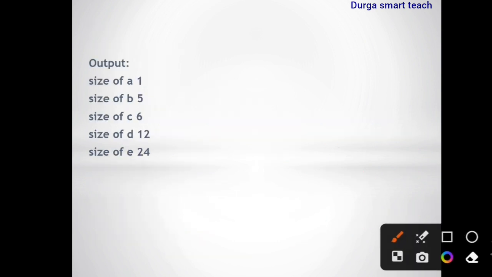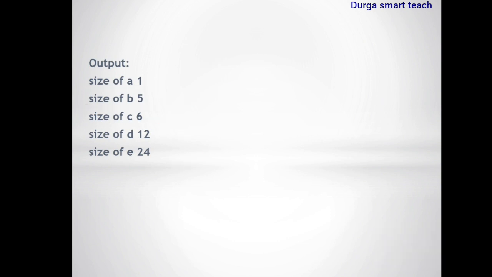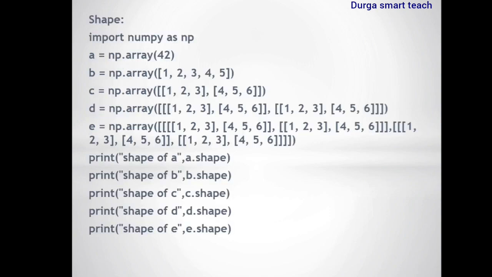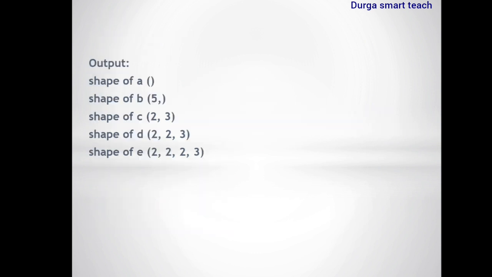So here it will print the size of A is 1 because it contains only one element. The size of B is 5 because it contains 5 elements. Next 6, 12, 24. Okay, I hope it is clear. The next one is shape. Okay, so here the shape is used to return the shape of array.